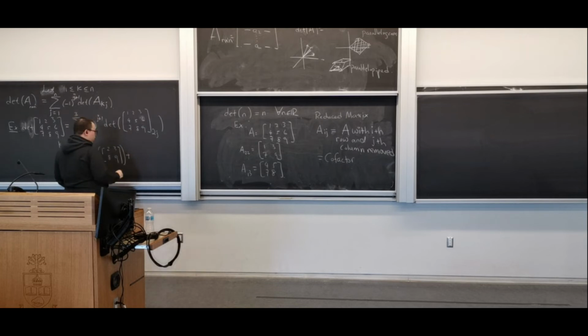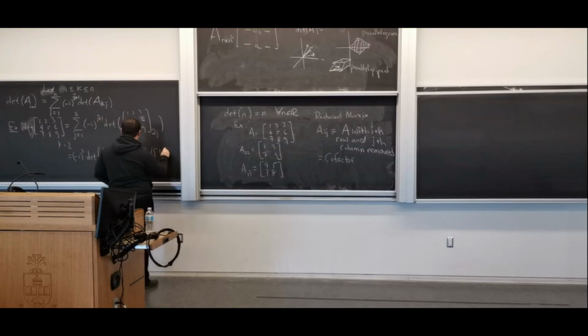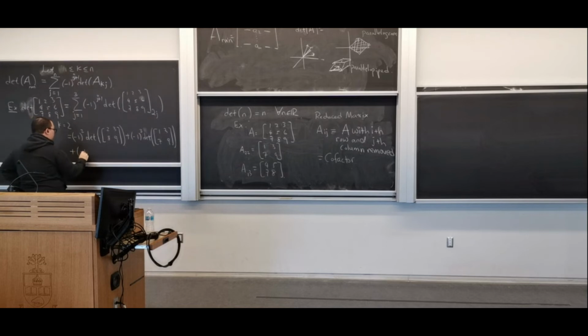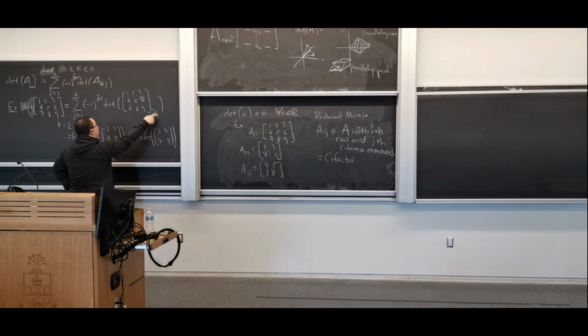plus, now j equals 2. So I have minus 1 to the power of 3 multiplying by the determinant of, again, this matrix without the second row, without the second column. So I'm looking at 1, 3, 7, 9. Right? And again, plus minus 1, j now equals 3. So to the power of 4 times the determinant of, so this is 2, 3 now. Removing the second row and the third column, I'm left with 1, 2, 7, 8.